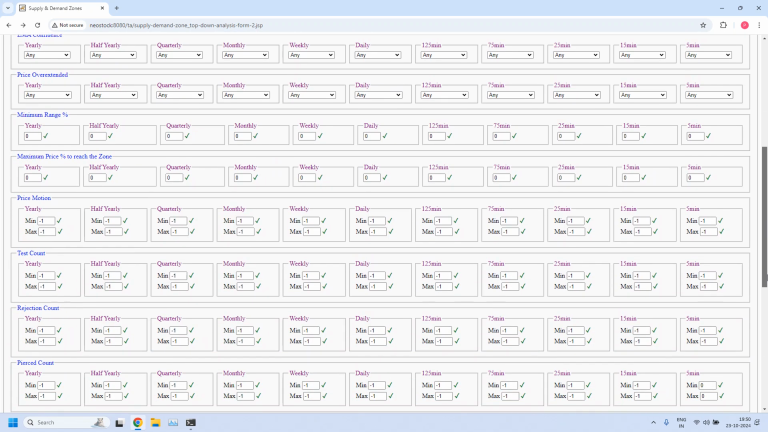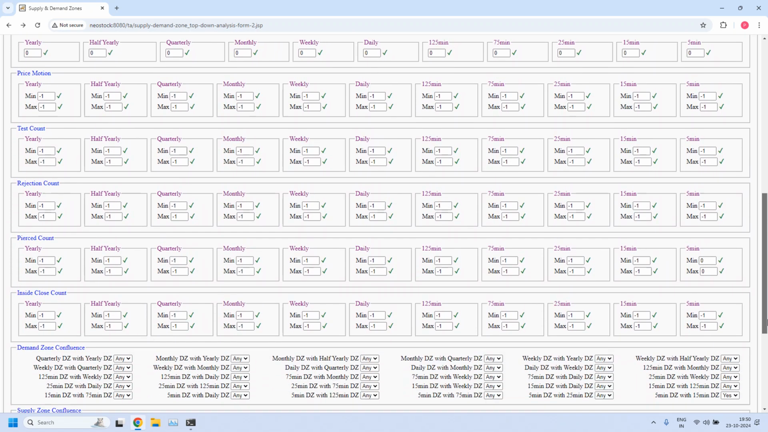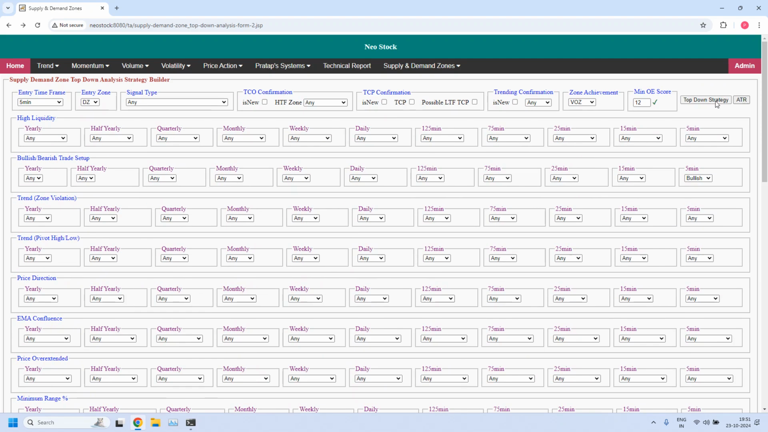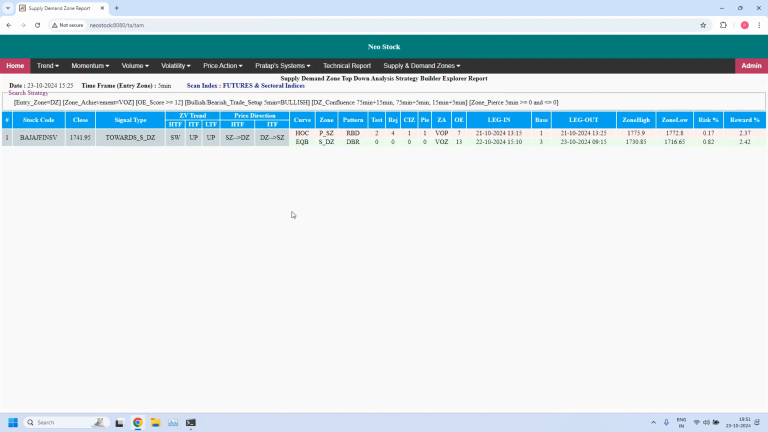Let's verify. HTF is 75 minutes demand zone. So 2 more filters, 5 minutes demand zone with 75 minutes demand zone confluence, 15 minutes demand zone with 75 minutes demand zone, with this LTF, ITF, HTF confluence. Yes, this stock is also having even HTF confluence.